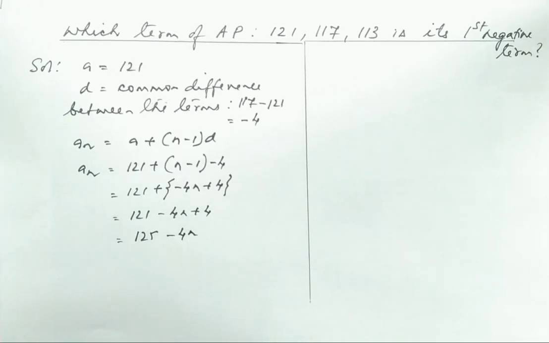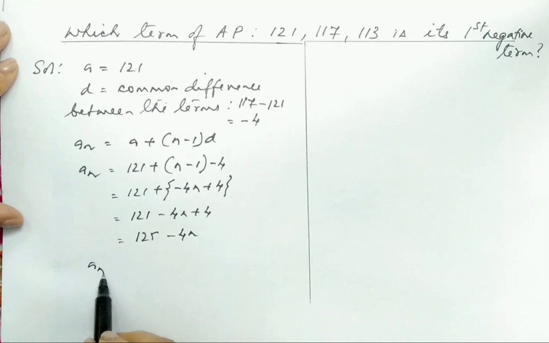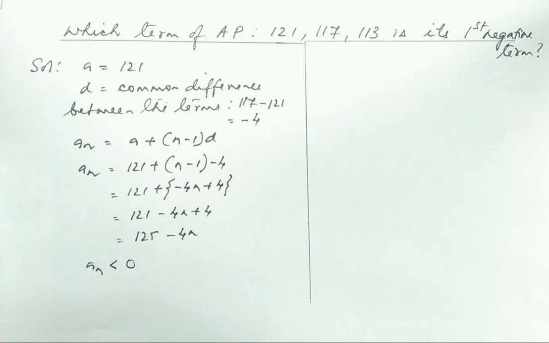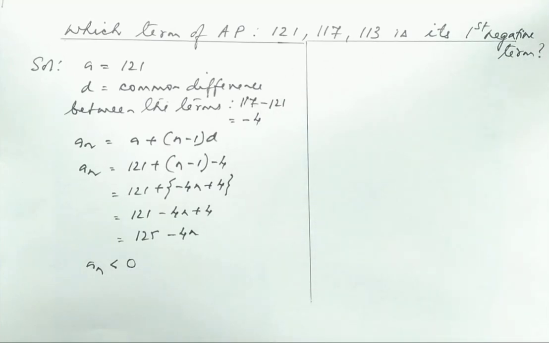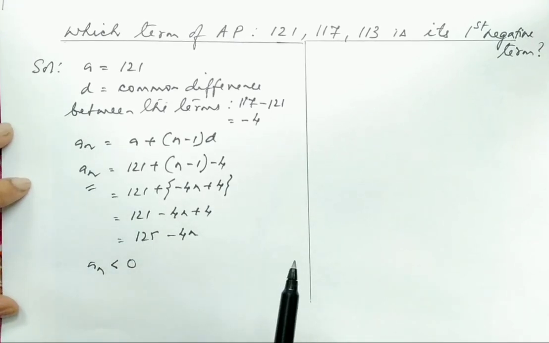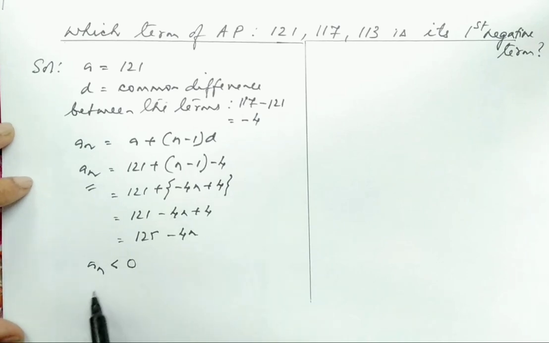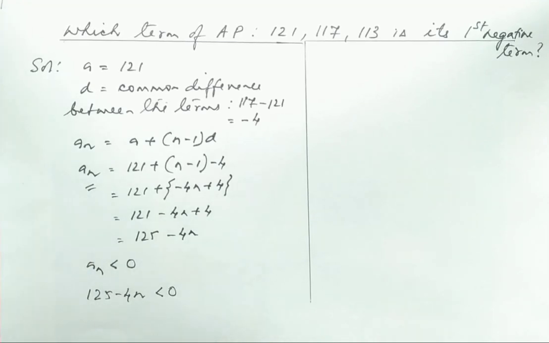So another revelation, what is that? That our a_n in this case ought to be less than 0. Do you get it? And why so? Because we are seeking the first negative term of this AP. Correct guys? Since we have found this equals this, do we not write 125 minus 4n less than 0, isn't it?